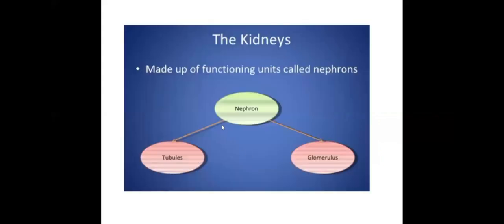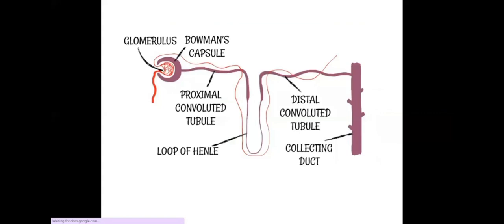The kidneys are made up of functioning units known as nephrons, and a nephron has tubules and the glomerulus. The nephron is made up of the glomerulus, the PCT, DCT, Henle's loop, and the collecting duct. See this picture. This is the glomerulus, a cup-like structure where the blood vessels are tangled with each other, just like a web. And this is the Bowman capsule.